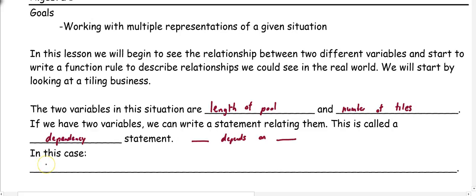So when I think about the number of tiles and the length of the pool, if I want to put a border around the pool, the size of the pool is going to affect how many tiles I need. So we're going to say that the number of tiles depends on the length of the pool.